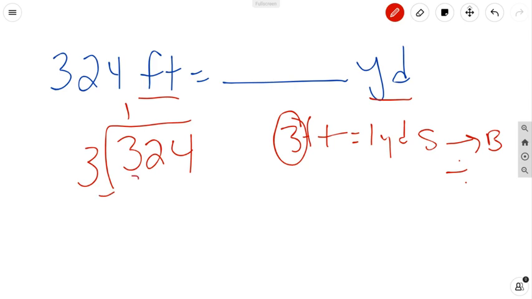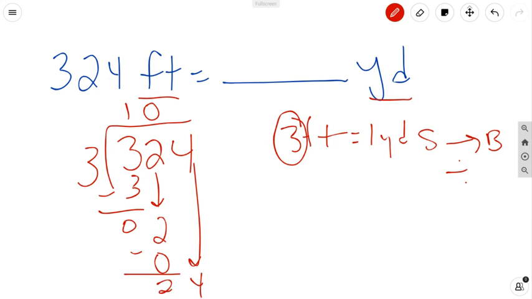You get one group of 3 out of 3. Bring down the 2. I can't get a group of 3 out of 2, so I'm going to put a 0 up here. Minus 0. There's the 2. Bring down the 4. 3 goes into 24 8 times. 108 yards.